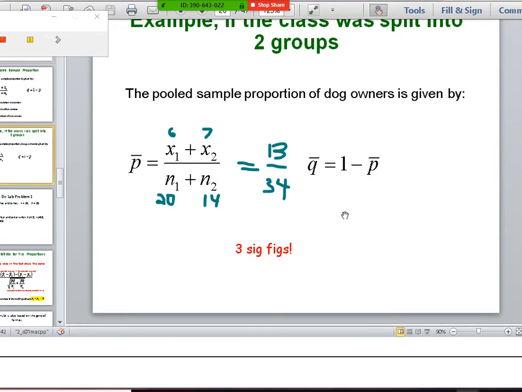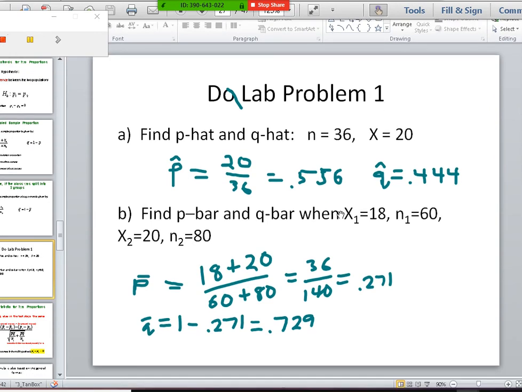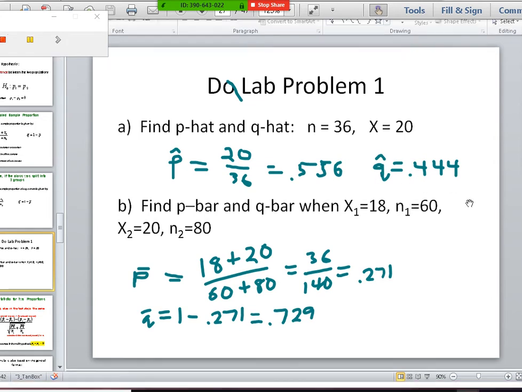Okay, so this is what you guys have. All right, so your p hat would be x over n, 20 over 36, 0.556, which you round to 3 decimal places. Then q hat would be 0.444. And then find the p bar and the q bar.